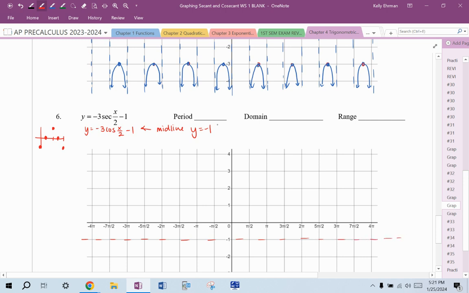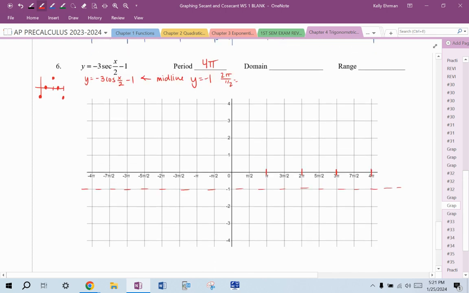The period is 2 pi divided by 1/2, so 4 pi. That's what we like to see because that means we won't have as much to sketch in. So mark off the end of one period at 4 pi, cut that in half to 2 pi, cut that in half, and put in the halfway mark between 2 and 4 pi. This represents where you're going to be placing your points. And then follow the pattern for the curve.